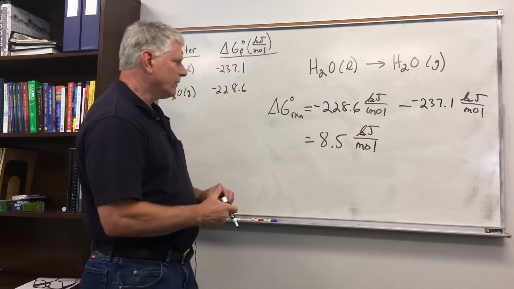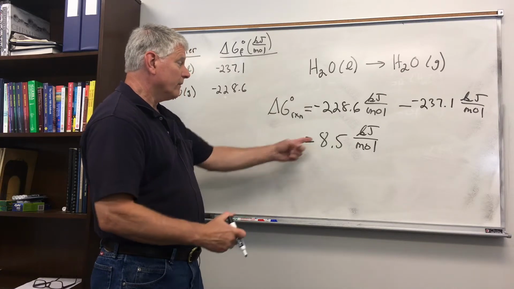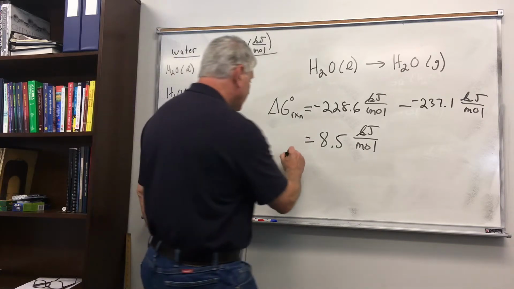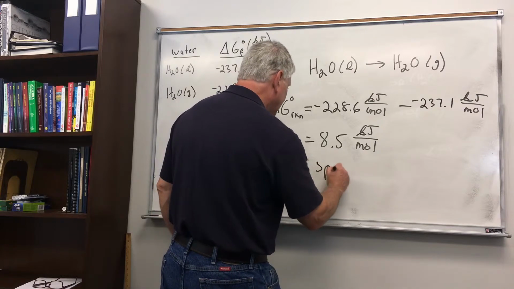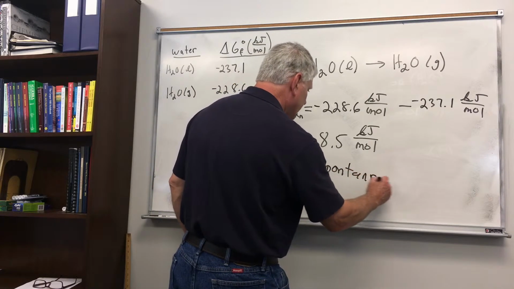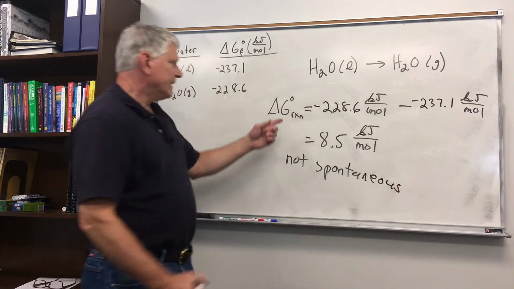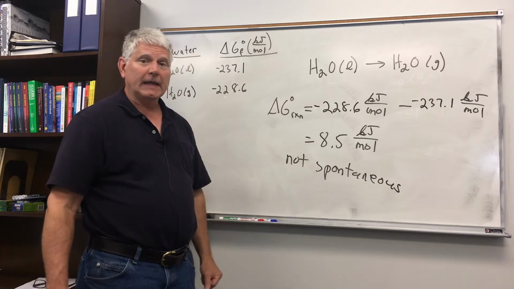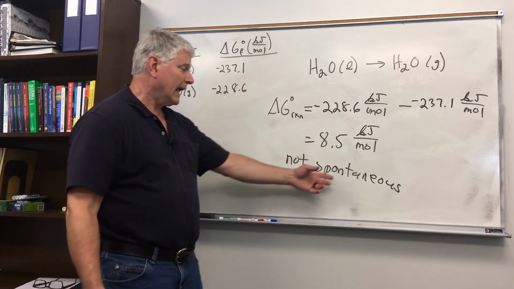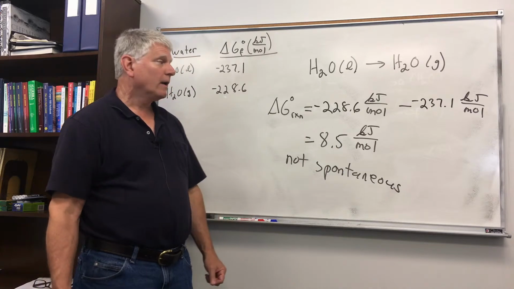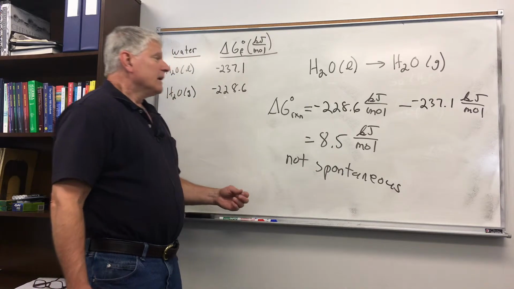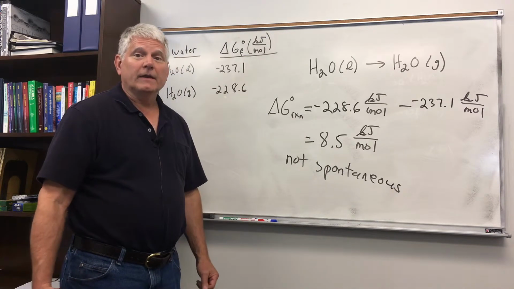Well, first of all, you'll notice that it's positive. So this is not spontaneous. Delta G has to be negative for a spontaneous process to occur. But it happens, so what's going on here? Well, let's look at what we have done in our calculation.